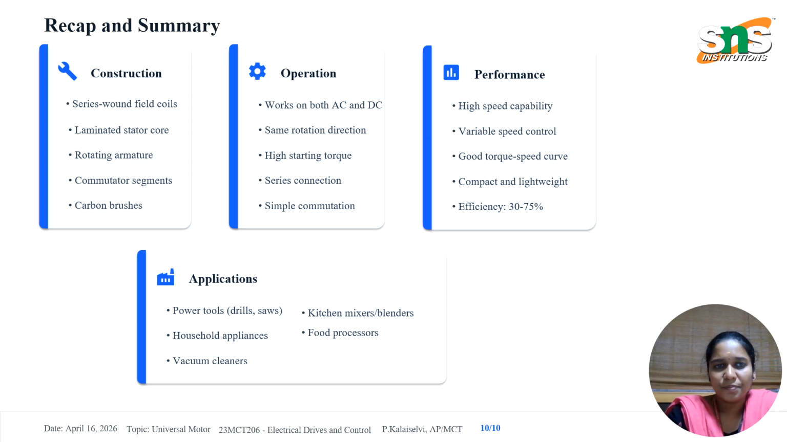Let us summarize. Universal motors work on both AC and DC supply. It is a series wound motor that acts like a DC series motor and provides high starting torque and high speed. It is widely used in domestic and portable applications. This universal motor requires maintenance due to the brushes and commutator. These are all about the universal motors.